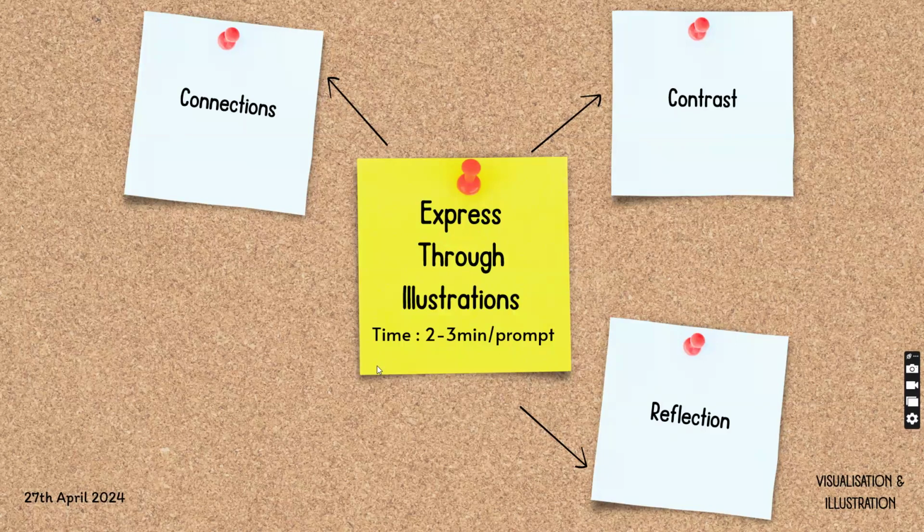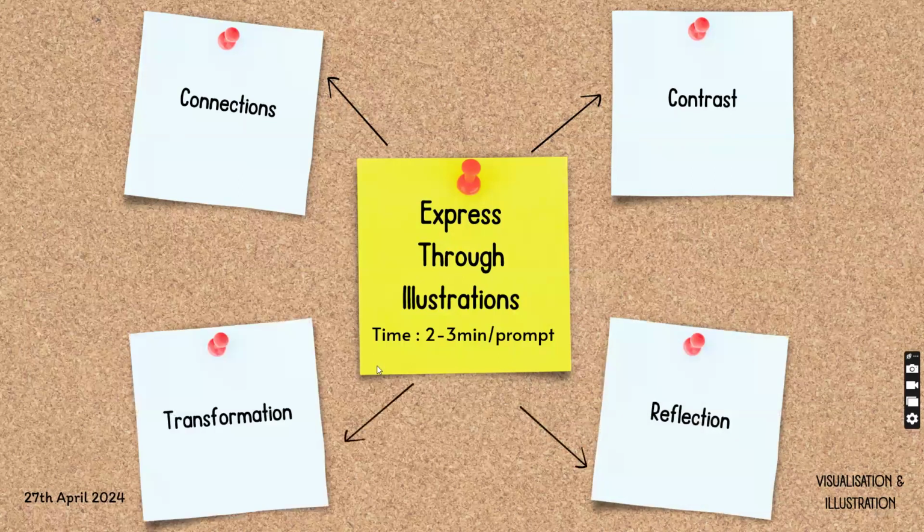Similarly, you can express through your illustrations what you mean by that word. The last one is transformation, like transforming a seed into a plant, how it will look, or a lean person into a healthy person.